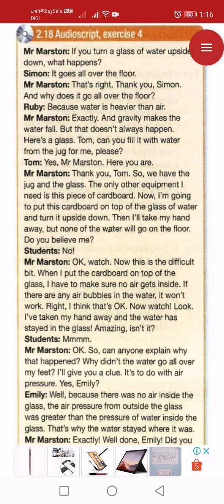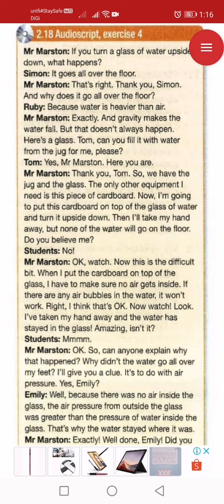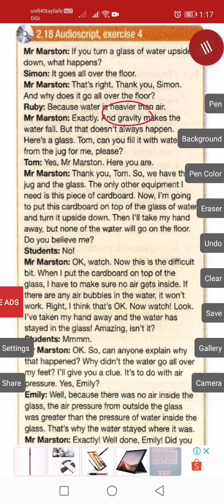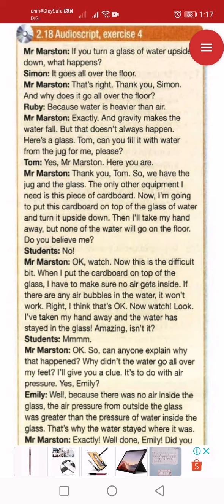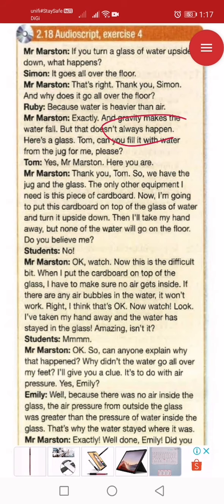Okay, so what did Ruby say? Oh, there's another person. There's a few people here. Because water is heavier than air. Kenapa air tumpah? Kalau kamu terbalikkan gelas tu, kerana air lebih berat daripada udara. Okay, because water is heavier than air. Okay, so the teacher says exactly, and gravity, that I explained just now, makes the water fall. But that doesn't always happen. Ya, kerana gravity lah air tumpah. But that doesn't always happen. Bukan selalu dia berlaku begitu.